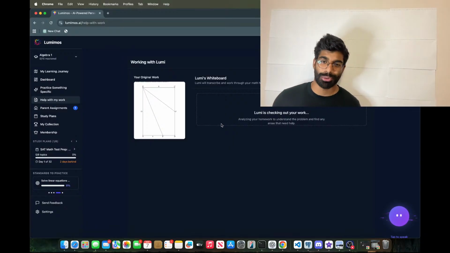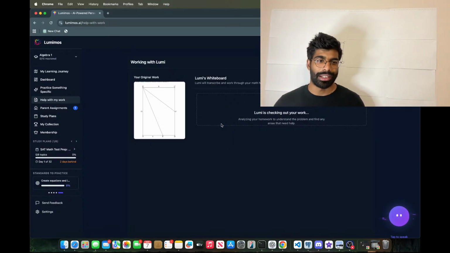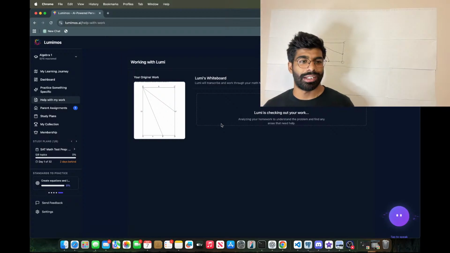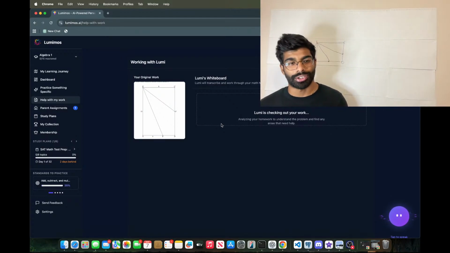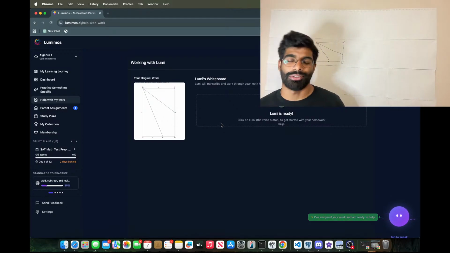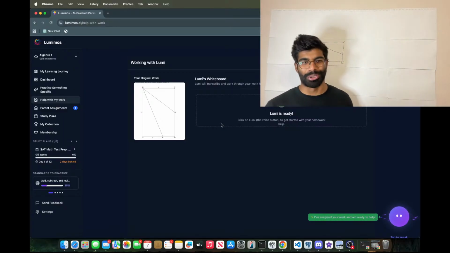A couple other things I've worked on for the platform is the my collection. If you see on the left side there, there's a my collections tab. Oh, Lumi's running. Okay, I will talk about it more. I promise. Let's see.